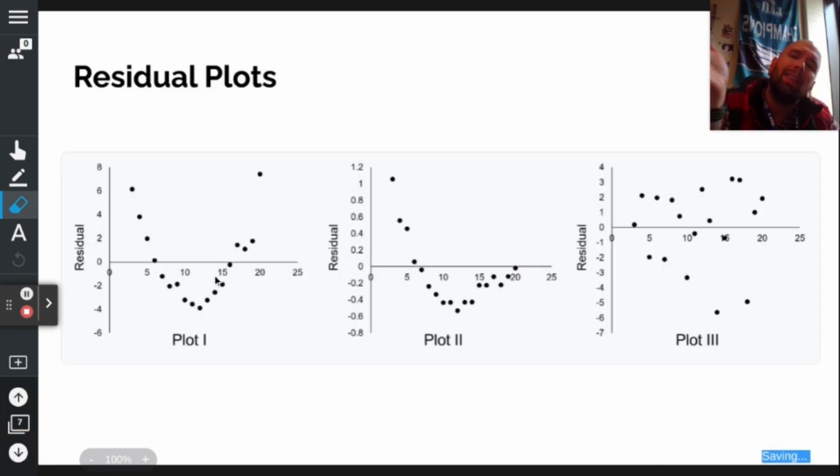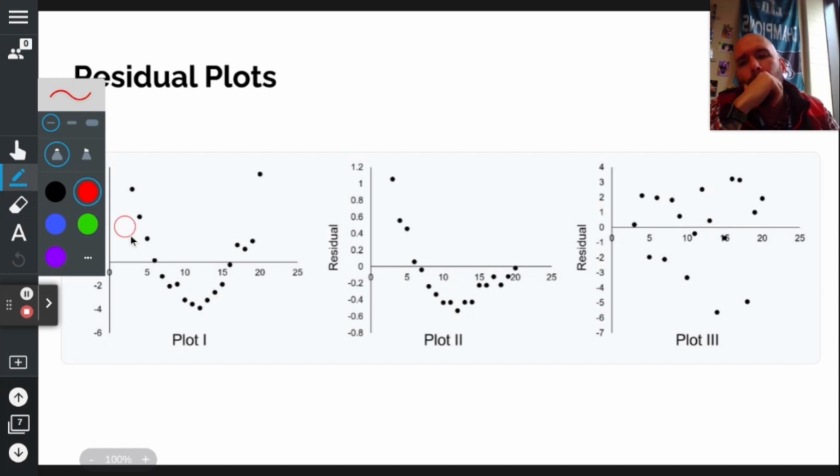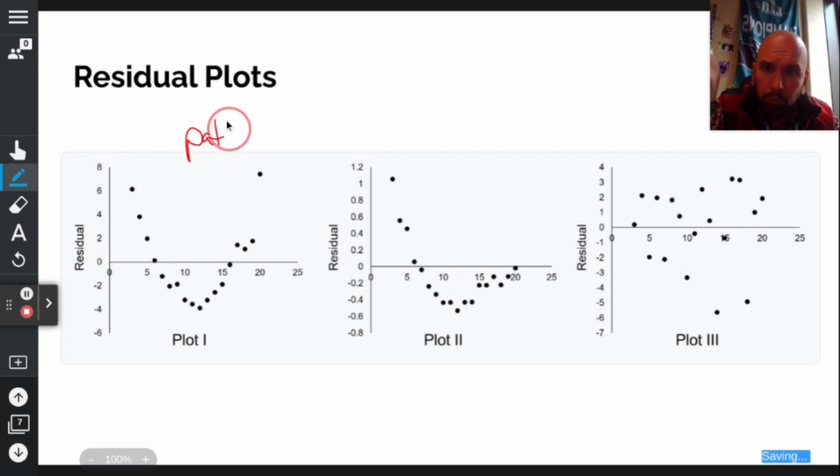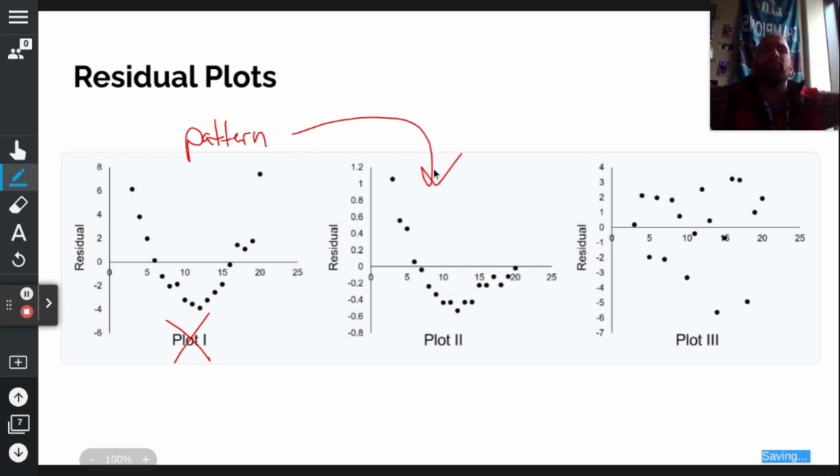So when I look at these residual plots, and when I'm talking about patterns, if I were to look at this and say, this guy represents a linear equation, this represents a linear equation. Is a linear equation appropriate for this? The answer to this guy is no, since there's a pattern that looks very quadratic going on here. Plot 1 does not represent a good linear equation because the pattern is above, above, above, below, below, below, below, coming back up, above, above, above. That's a pattern.